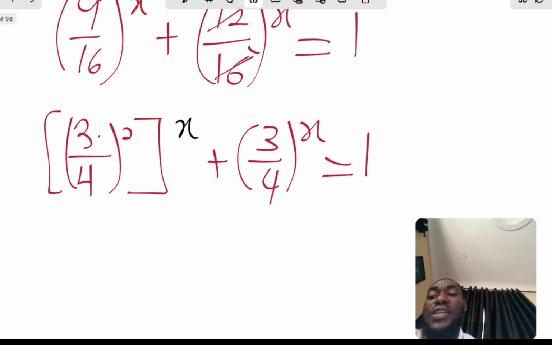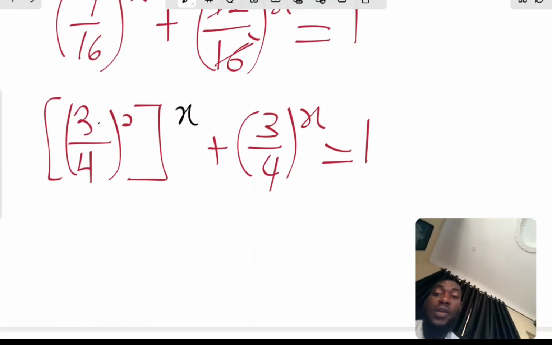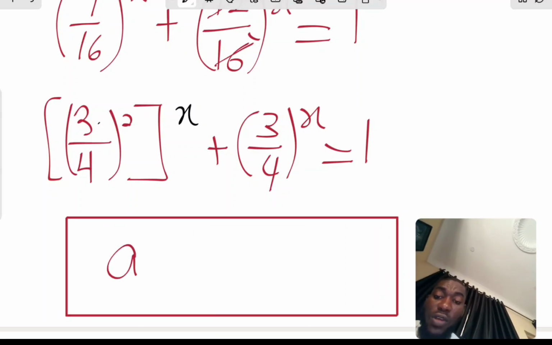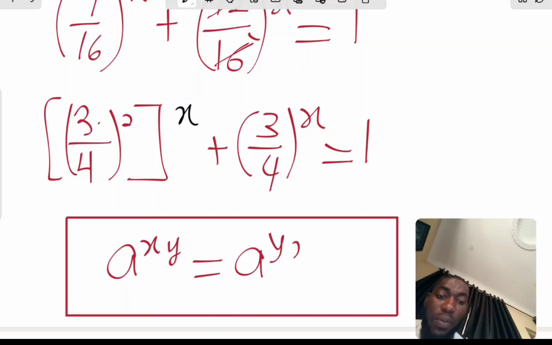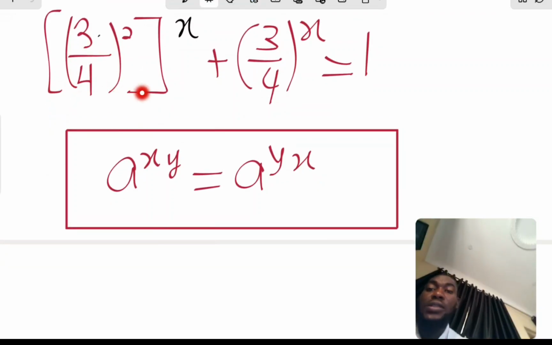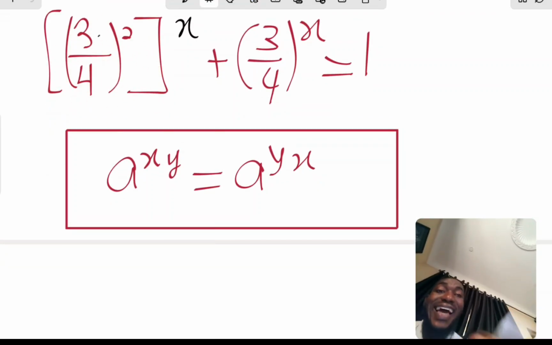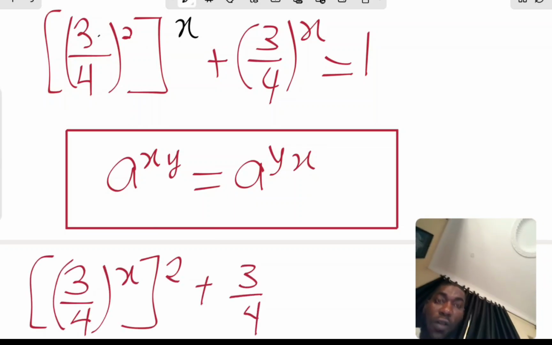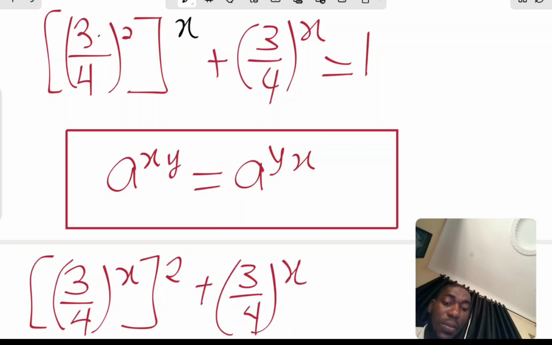Now, by making use of the law of indices, that if I have a to the power of x, to the power of y, this can also be written as a to the power of y times x. So for this reason, I can rewrite the first term of my left hand side as 3 over 4 to the power of x, plus 3 over 4 to the power of x, minus 1 equals 0.